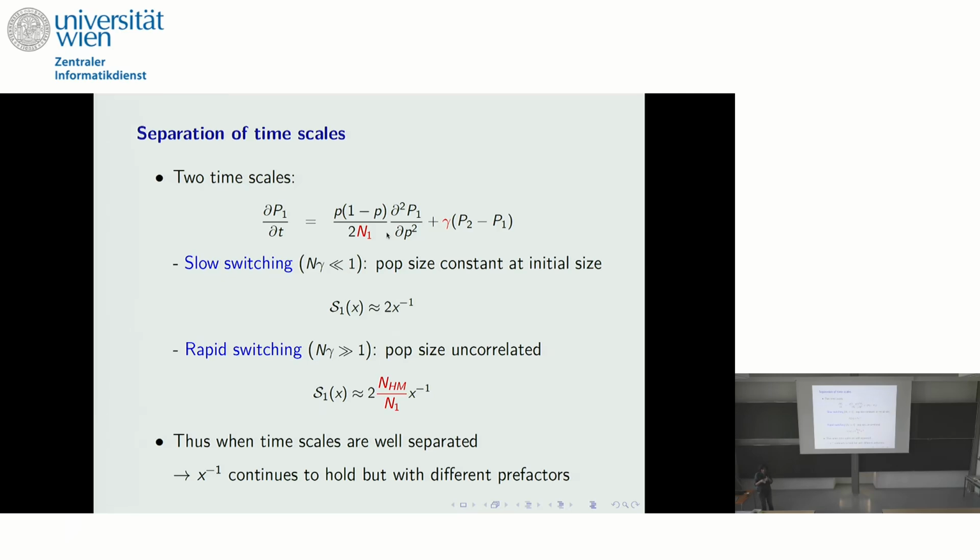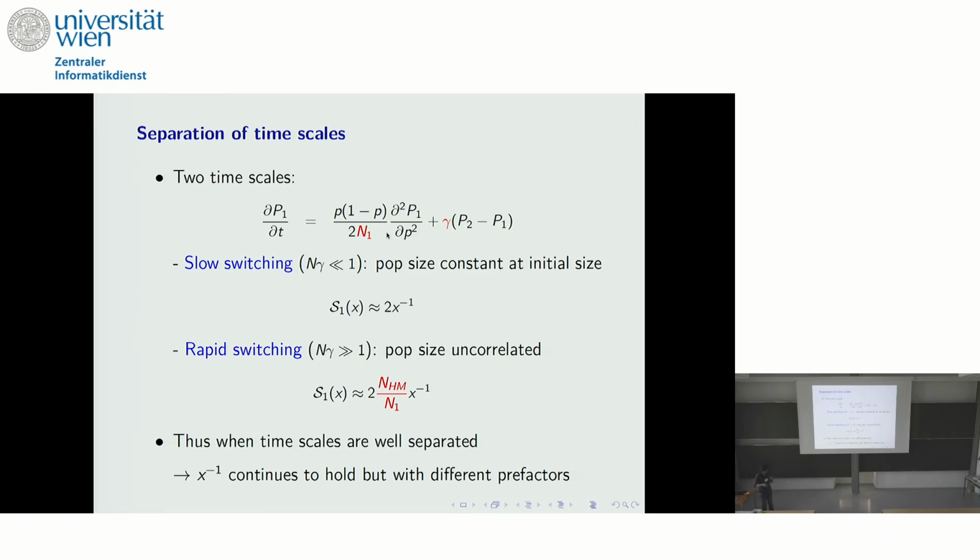But on the other hand, when gamma is large, the population size is switching very, very rapidly. If it's switching rapidly, that means correlations have decayed very fast. And I've already told you, when correlations decay fast, then the harmonic mean comes into play. So if you work it out, the sojourn time is again decaying as 1 by x, but the prefactor is changed, and this harmonic mean comes into play. So you have these two limiting cases when you have separation of time scales. These are easy answers because it's just 1 by x and only the prefactors change.